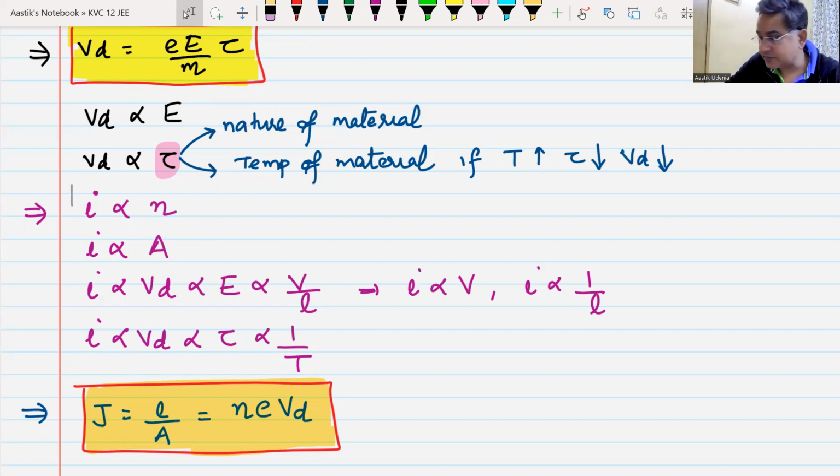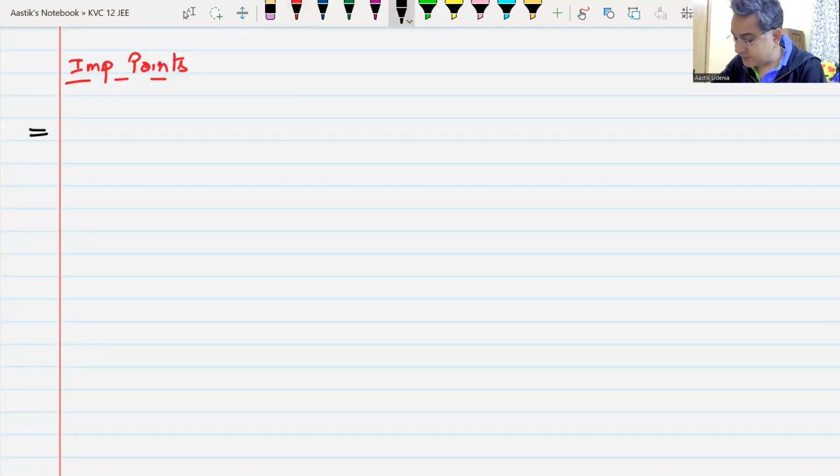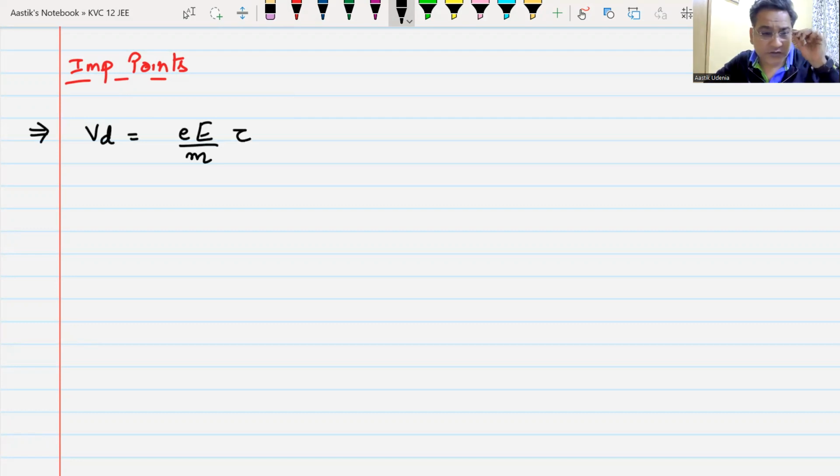Now we can start this class and try to put all these formulas together that we have seen, so that things become clear in our head. Point number one, we had seen the drift velocity is the speed with which the electrons are moving, and you can write this drift velocity as Vd = (E/m) tau, where tau was your relaxation time. Do we understand this?